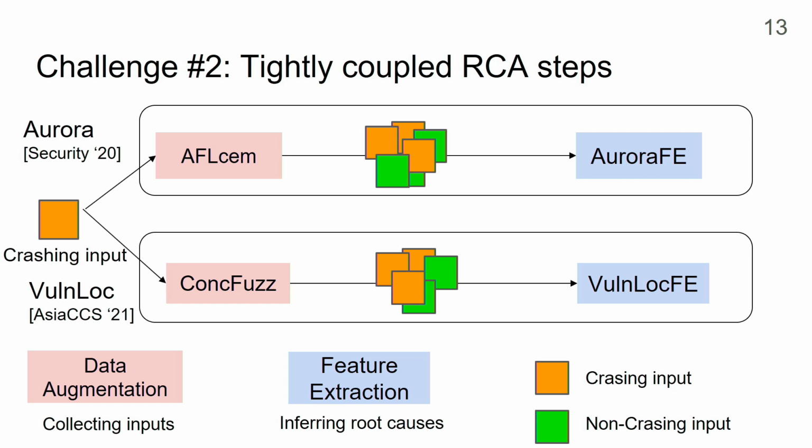The second challenge is about the modularization of RCA tools. As I mentioned before, existing tools consist of two steps, data augmentation and feature extraction, and we believe they're separable and orthogonal. For example, Aurora, presented at USENIX 2020, uses the AFL crash exploration mode as data augmentation, and Balloon, presented at Asia CCS, uses ConFast as data augmentation. They implement their own algorithms as feature extraction, and we call them Aurora FE and Balloon FE, respectively.